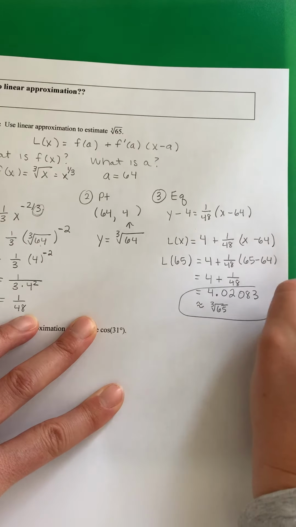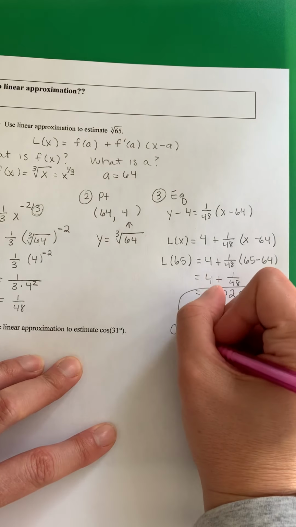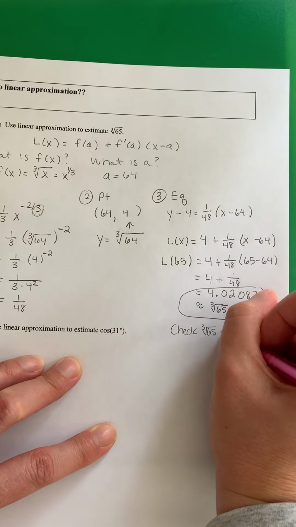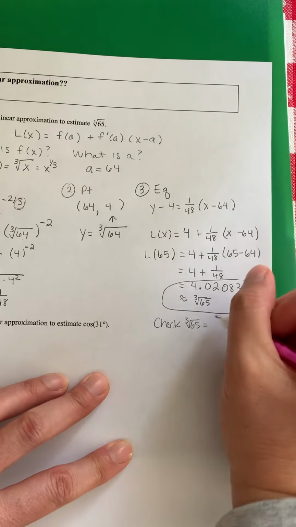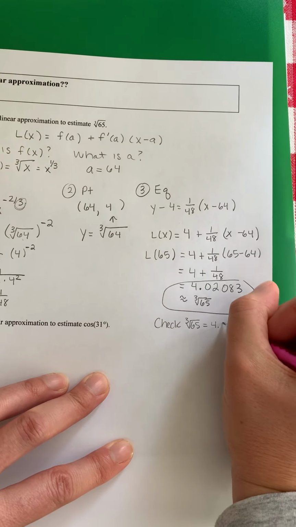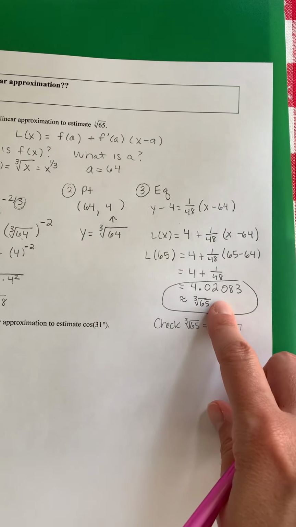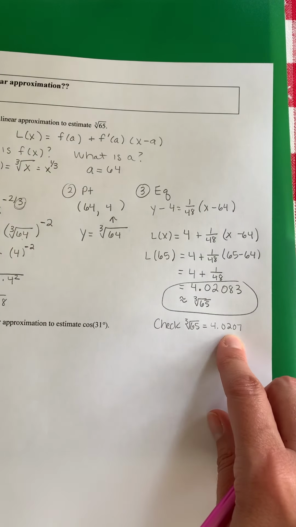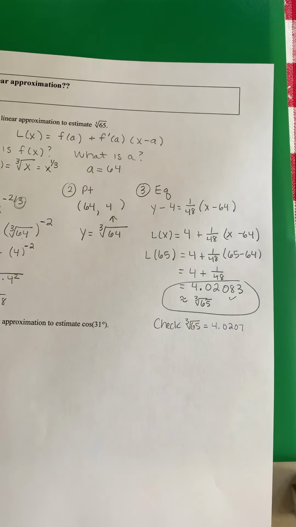Here's the thing. Just like in example 1, you should check it. You should put the cube root of 65 in your calculator and see what you get as an exact answer. When I put this in my calculator, I got 4.0207, and the approximation that we got from our linear approximation equation is pretty darn close to that, so I can be confident that I did a pretty good job with the estimation.